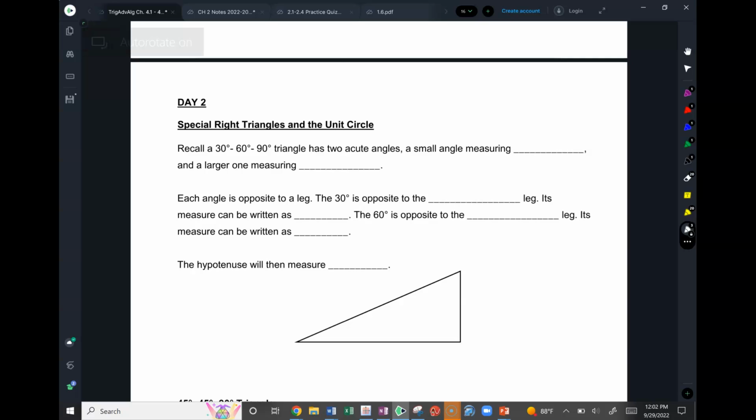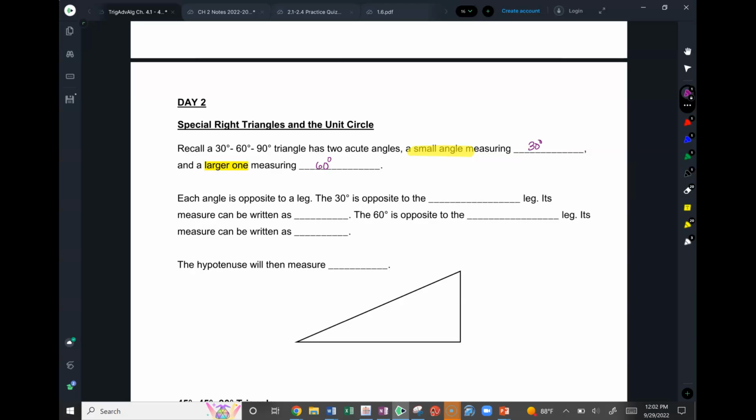Today we're going to talk more about special right triangles, the 30, 60, 90, and we're going to put it inside what we call a unit circle. So remember that if you have a 30, 60, 90 triangle, it has two acute angles. You have a small angle that measures 30 degrees, and then a larger one that measures 60 degrees. Each of these angles is opposite to a leg.